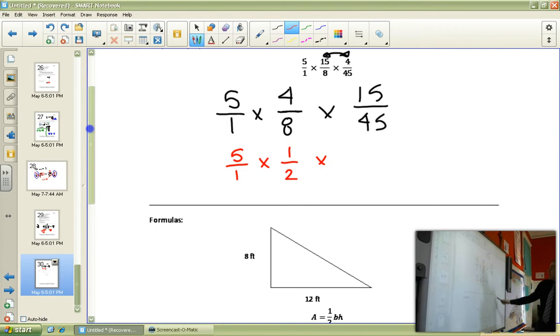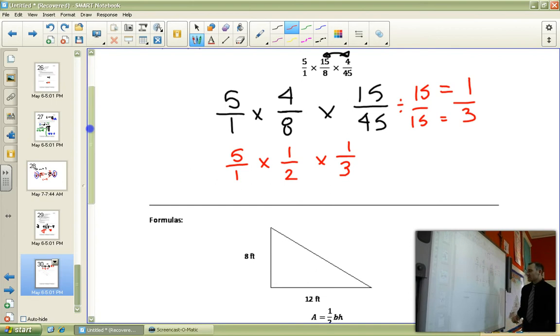Yes, keep multiplying. This one, I didn't even realize it at first, but 15 and 45 can reduce each other as well. So we can divide both of these by 15. 15 divided by 15 equals 1. 45 divided by 15 equals 3. Look at that. We don't have any more common factors because 5, 2, and 3 are all prime numbers. So that means we need to multiply straight across.